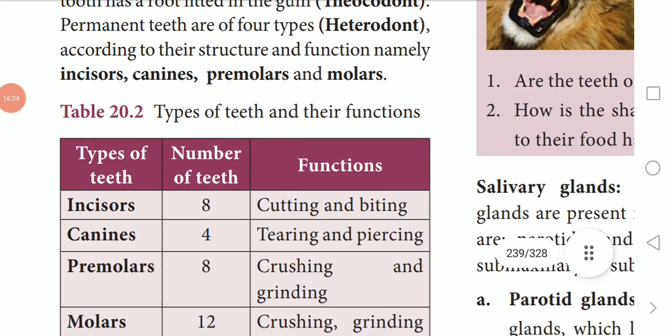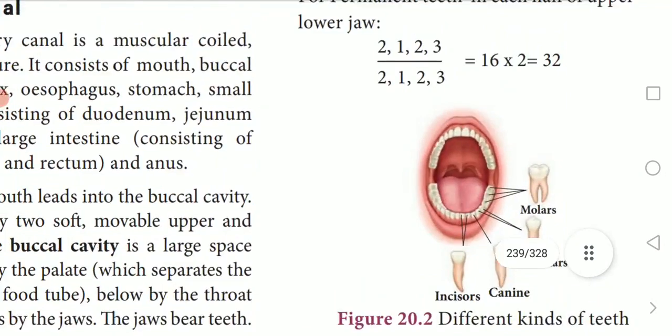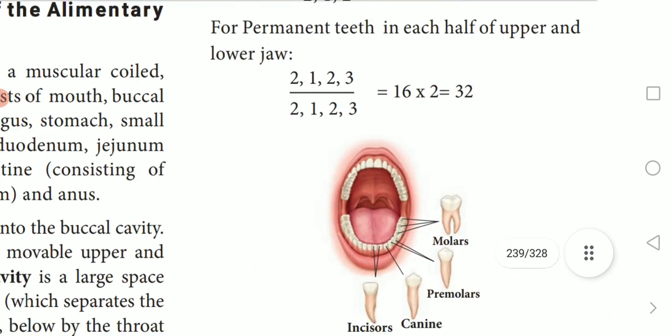Okay. The remaining explanation of the human digestive system we'll see in the next class.